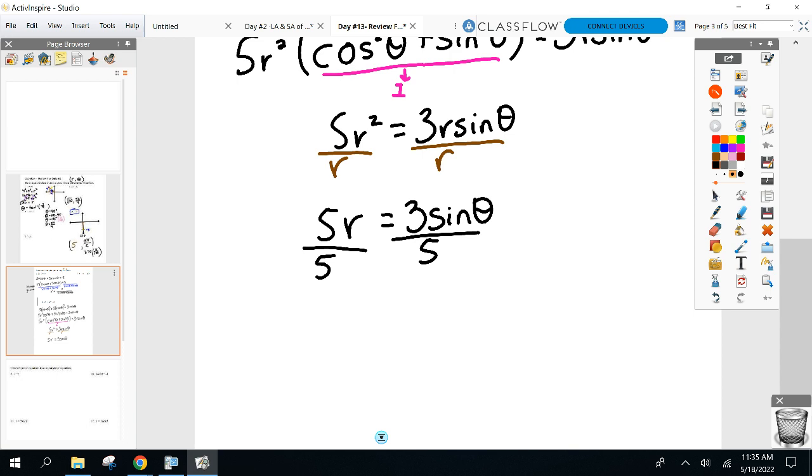So finally we got there. In polar form, it's r equals 3 sine theta over 5.